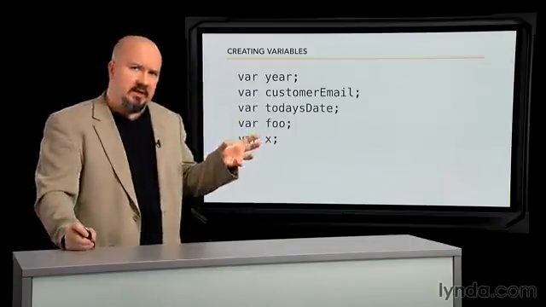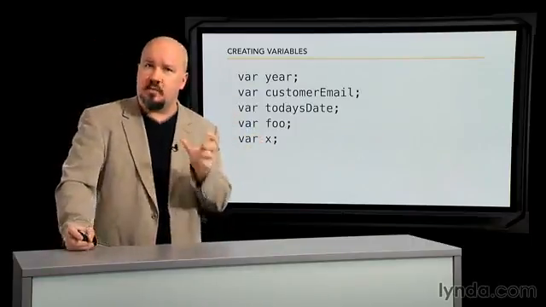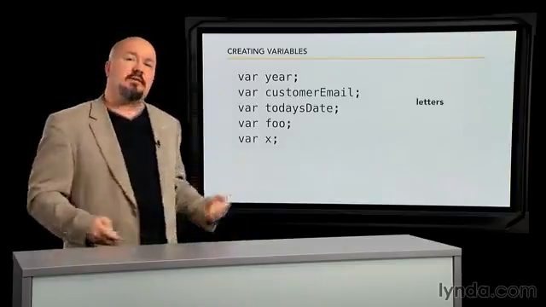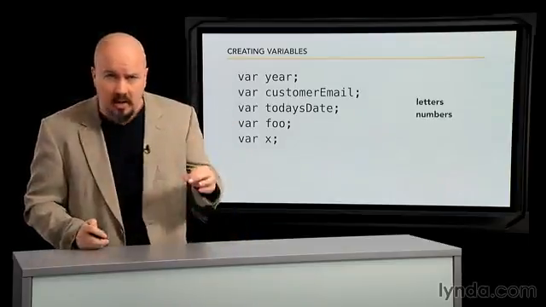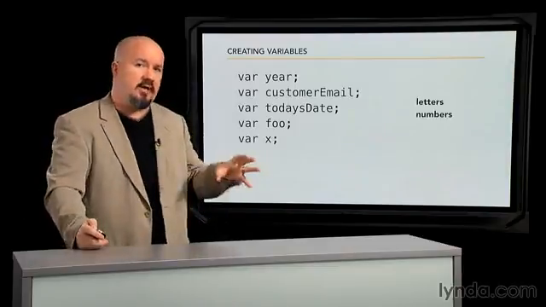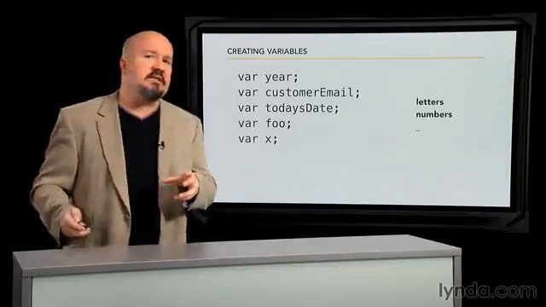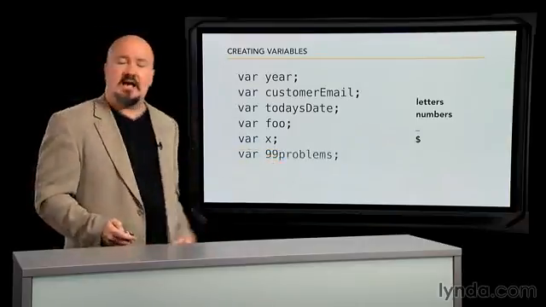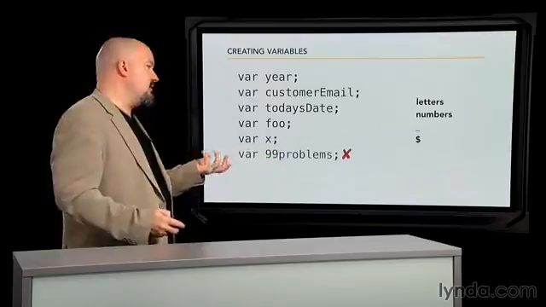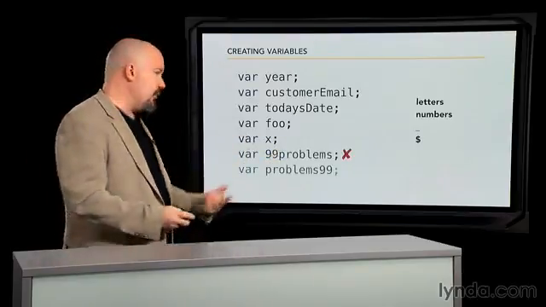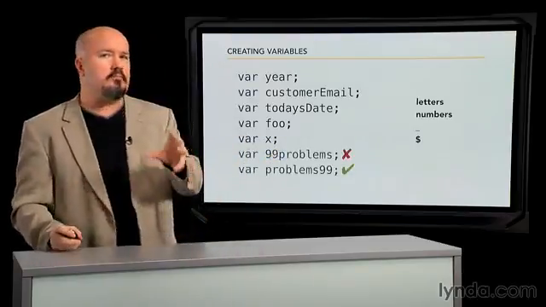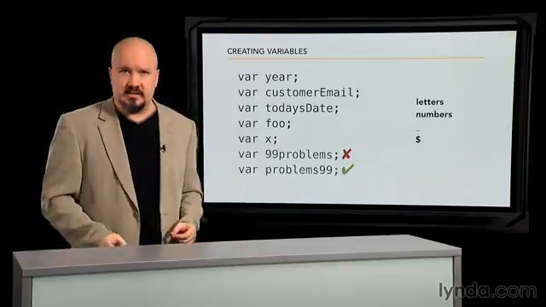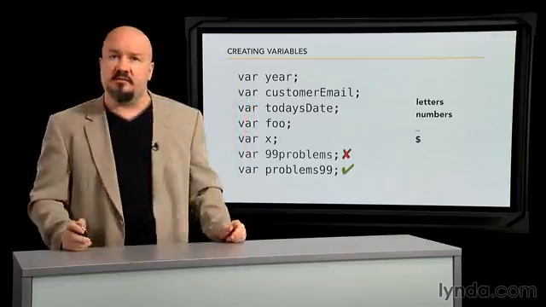Now, the name that you use for your variable must be written as one word. There are no spaces allowed, and it can be made of letters, numbers, the $, and the underscore. No other characters are allowed, and you can't start with a number. So this variable name, for example, would not work, but reversing them so the number's at the end, that would work. Now, we'll talk more about naming our variables later on when we talk about style guidelines, but I'm just going to use simple names for now.